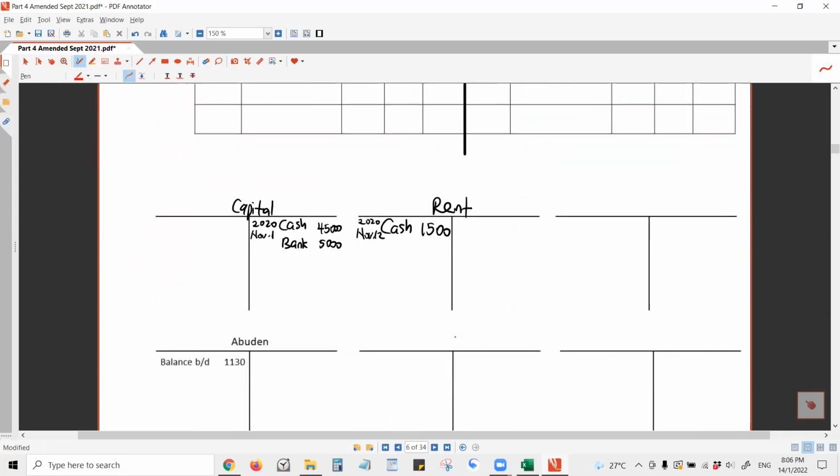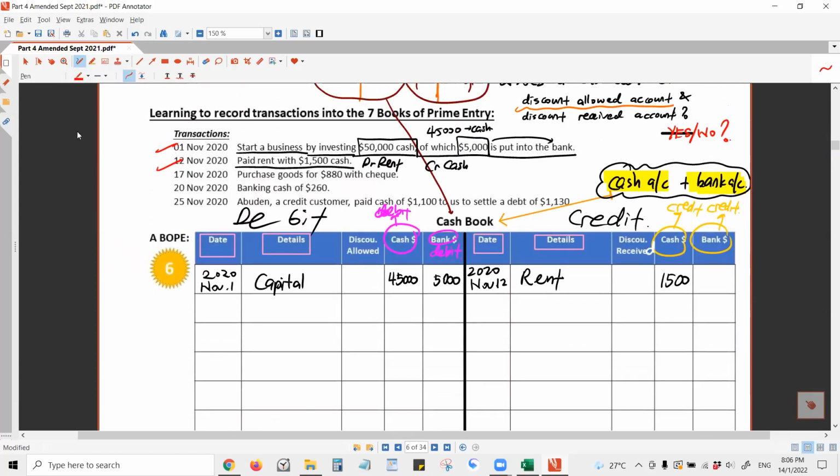Are we supposed to look at the third one? Yes. Purchase goods for $880 with check. So credit bank, debit what? Debit purchases. When you buy goods, you must debit the purchases account. Goods and NCA are different. When you buy NCA, you debit the name of the NCA. That's what I mentioned in chapter 3. So credit bank, debit purchases.